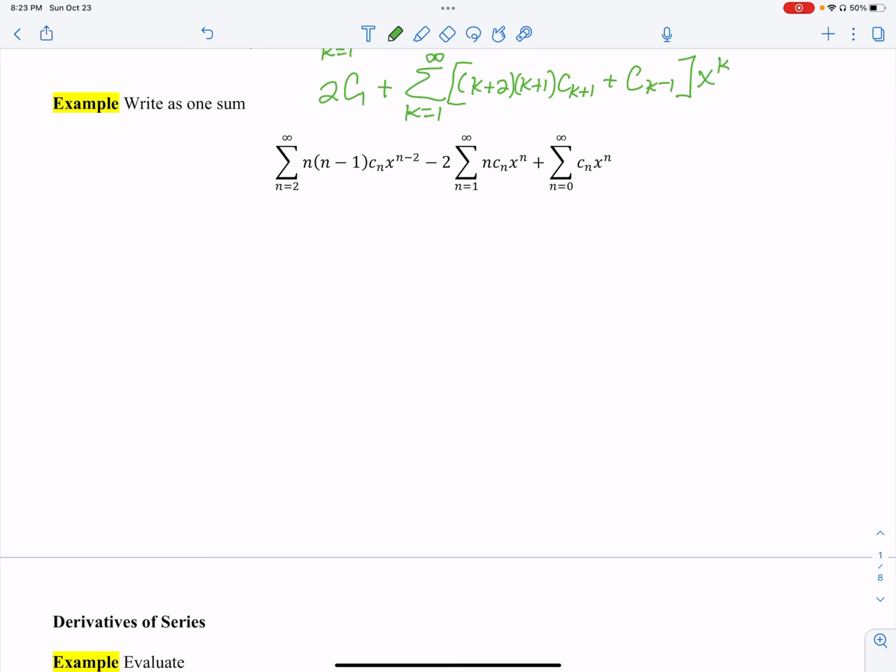All right, so I have 3 now, and we do this the same way. First, we're going to sub our index.